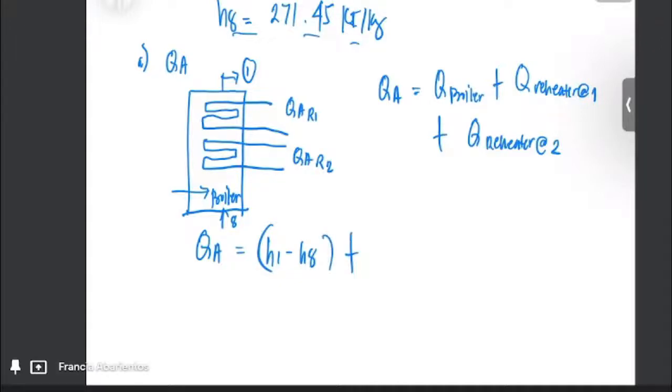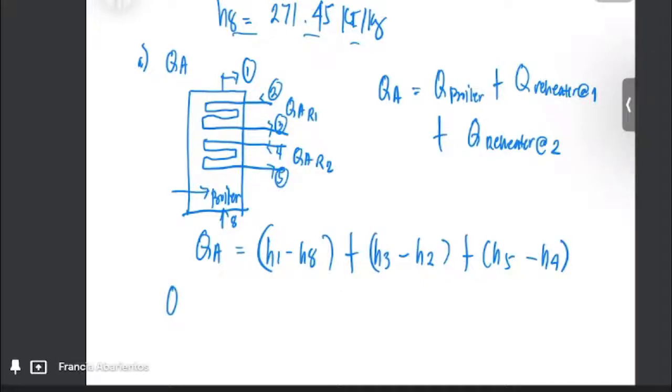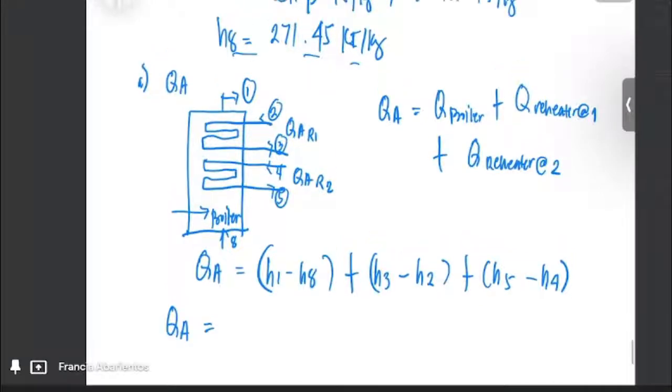Sa reheater at point 2, ano yung entry? Balikan nyo na lang to sa schematic class. The 2 and the 3. So, we have H3 minus H2. At sa pangalawang reheater, sa schematic diagram, we have 4 and 5. So, H5 minus H4. So, the total heat added, simulan natin, H1. Kaya class, mas maganda kung may summary na kayo nito.